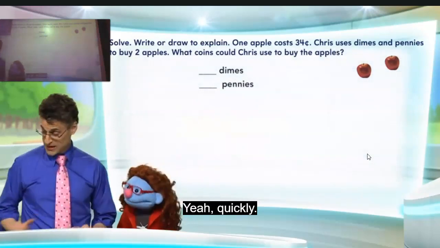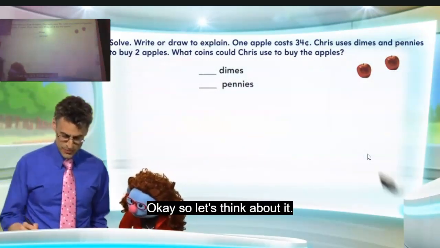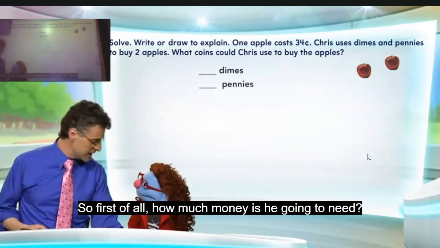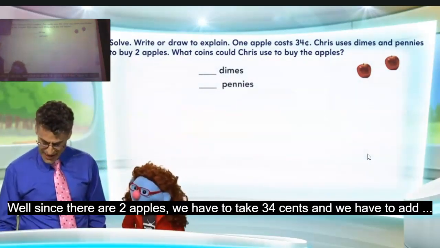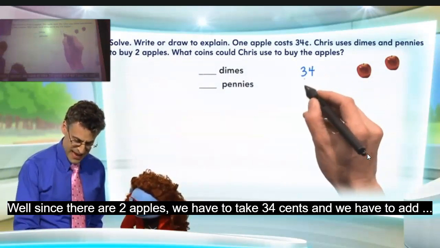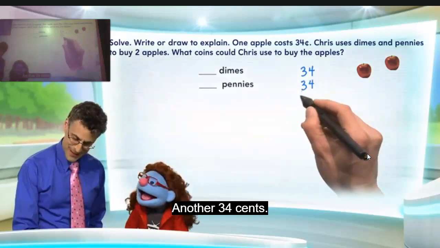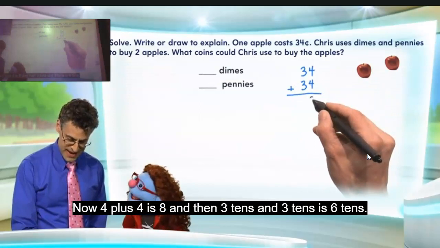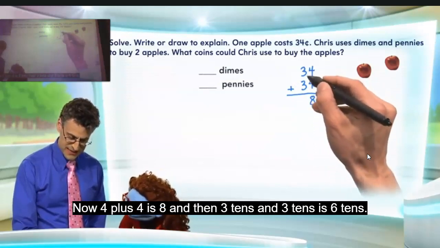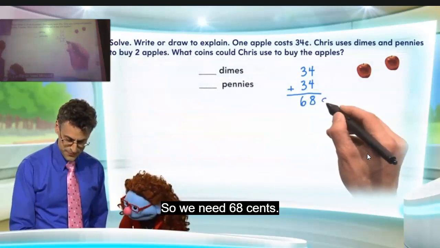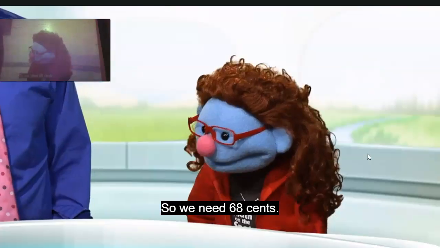Let's find out. Okay, so let's think about it. We want 2 apples, and they each cost 34 cents. So first of all, how much money is he going to need? Well, since there are 2 apples, we have to take 34 cents and add another 34 cents. Brilliant. Now, 4 plus 4 is 8, and then 3 tens and 3 tens is 6 tens. So we need 68 cents.